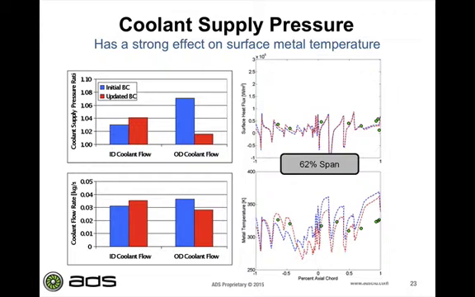And correspondingly, in this lower right plot, what we see is overall a small increase in coolant flow from the ID and a moderate decrease in cooling flow from the OD. So what effect does that have on those surface metal temperatures that we saw before?